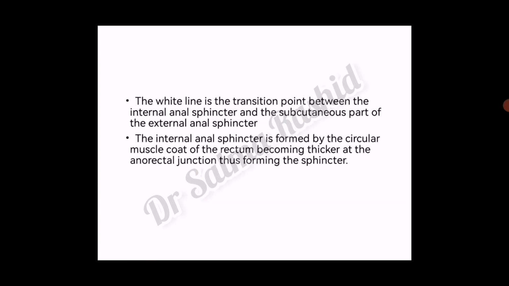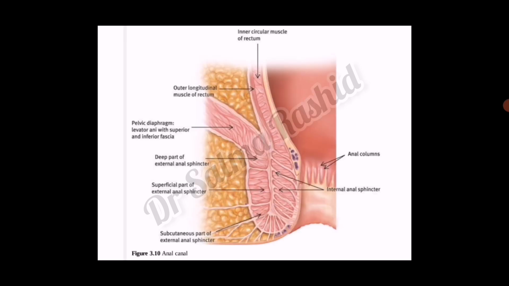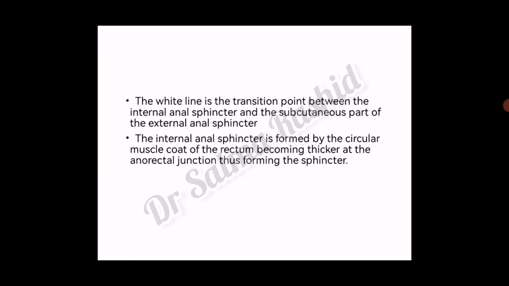The internal anal sphincter is formed by the circular muscle coat of the rectum, which becomes thicker at the anorectal junction, thus forming the sphincter. Here you can see that the inner circular muscles of the rectum at the level of the anorectal junction become thick and form the internal anal sphincter.